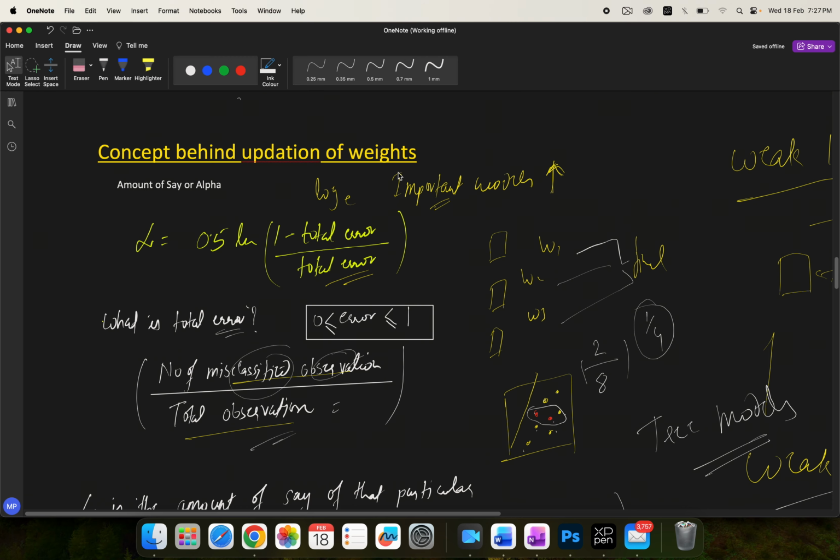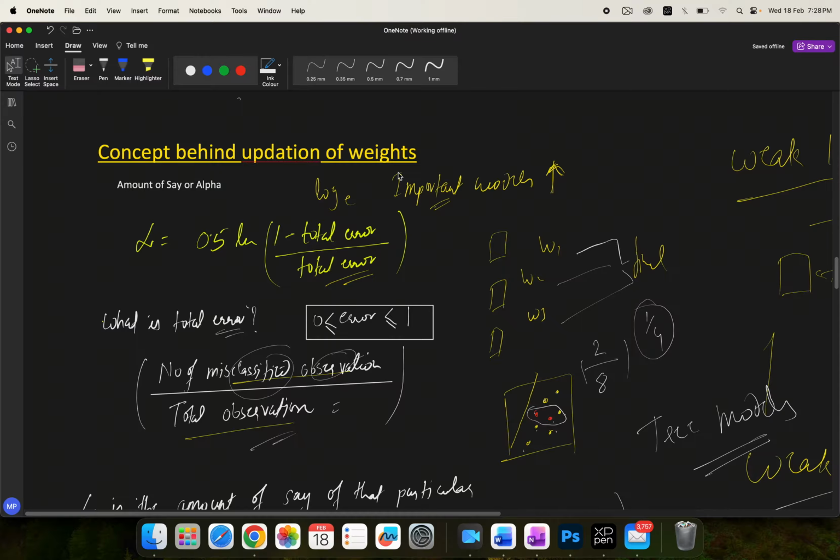In the next step, observations which are incorrectly classified will be given higher weightage, right? So that a new weak learner is trained. Yes, it will give more attention to these misclassified observations. This is what we learnt above, right?